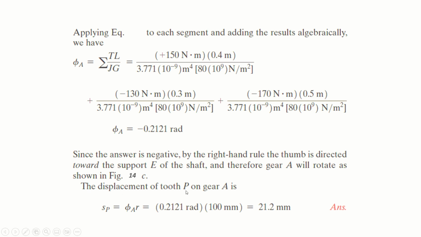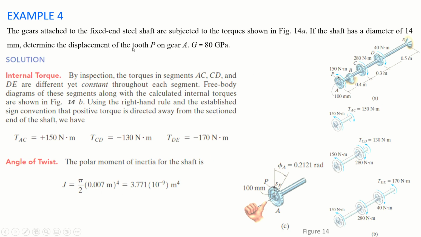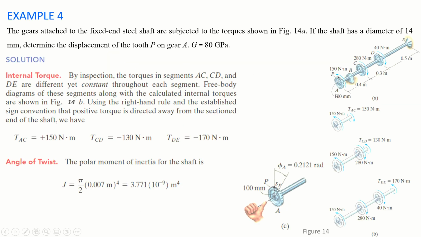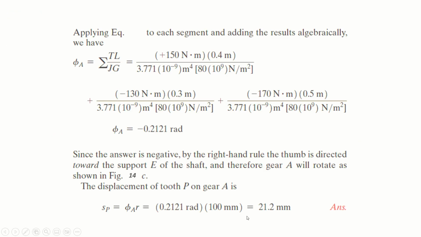The displacement of tooth P. Now what was required? The displacement of the tooth P. So we note the angle of twist of A, which is phi A, and now we just need to multiply it with the radius, and radius is also given, which is 100 millimeter. So the displacement of tooth P on the gear A is 21.2 millimeter. All right.